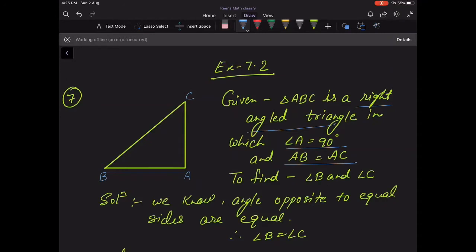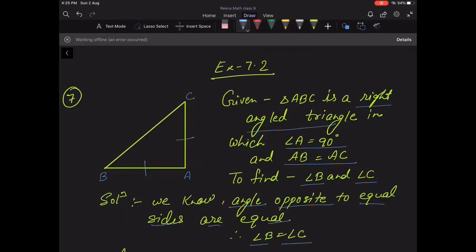Today, we are going to start exercise 7.2, question number 7, in which a right angle triangle is given and angle A is equal to 90 degree, and it is given that AB is equal to AC. We have to find angle B and C. We know that angle opposite to equal sides are equal. So if AB is equal to AC, we can say angle B is equal to angle C.